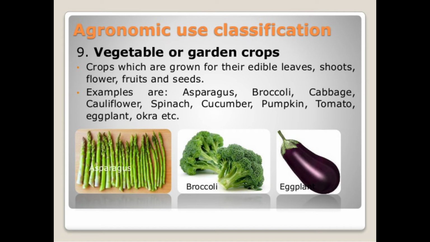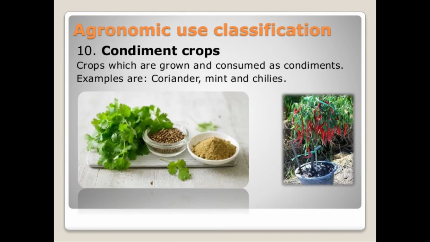Vegetable crops are grown for their edible leaves, shoots, flowers, fruits and seeds. Examples are asparagus, broccoli, cabbage, cauliflower, spinach, cucumber, pumpkin, tomato, eggplant, and okra, and these vegetable crops are grown as garden crops. Condiment crops, like spice crops, are grown and consumed as condiments, for example coriander, mint, and chilies.